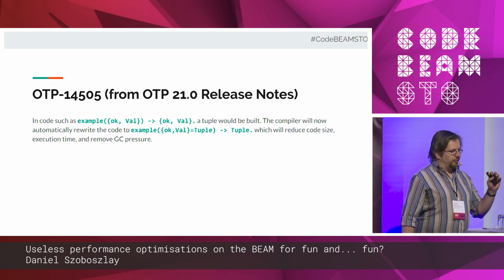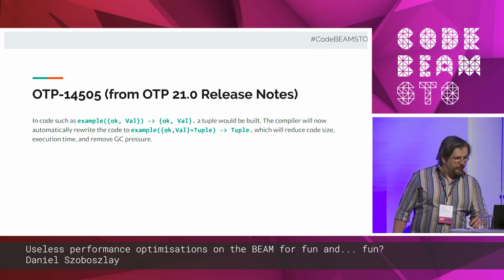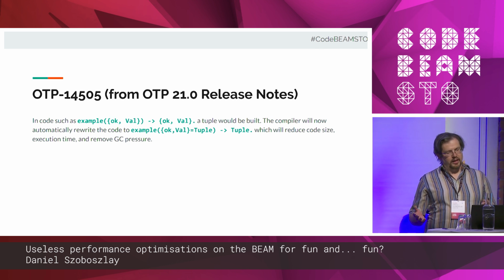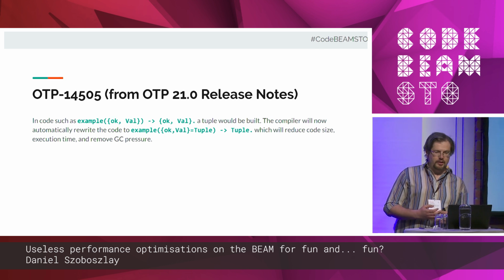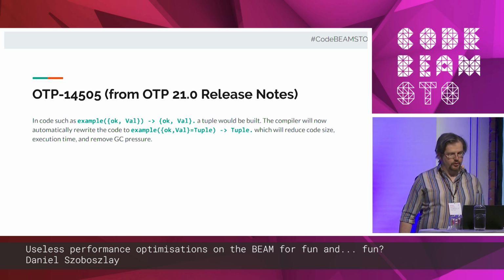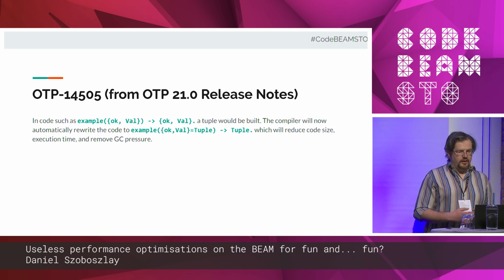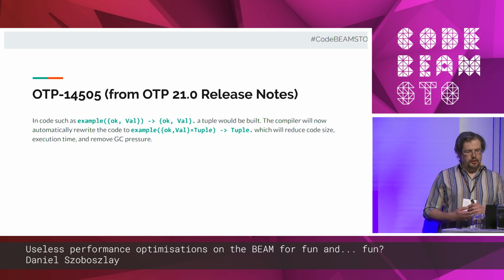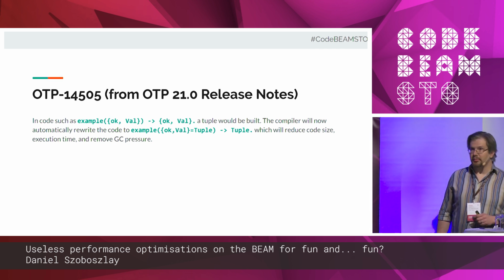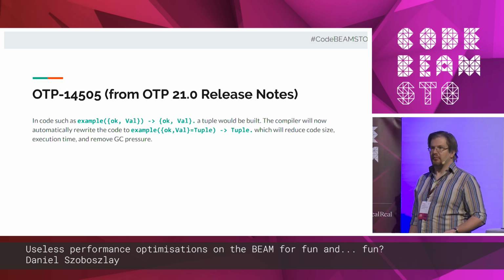Next one is an extract from the OTP 21 release notes. In code such as the example function that takes the tuple {ok, Value} and returns the tuple {ok, Value}, a tuple would be built. The compiler will now automatically rewrite the code to example function that takes Tuple = {ok, Value}, and returns Tuple, which will reduce code size, execution time, and remove GC pressure. Sounds logical? I think so.